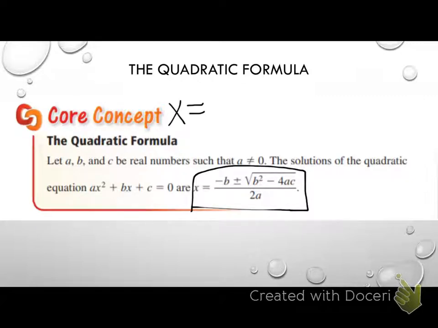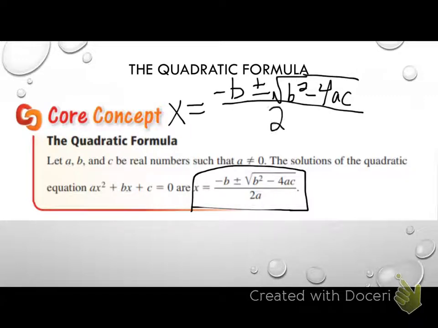X equals negative b. We say that's the opposite of b, because if our b value is negative, it's going to become positive. If our b value is positive, it's going to become negative. So the opposite of b, plus or minus the square root of b squared minus 4ac, all of that over 2a. X equals the opposite of b, plus or minus the square root of b squared minus 4ac, all over 2a. You need to have that written down. This is the quadratic formula.